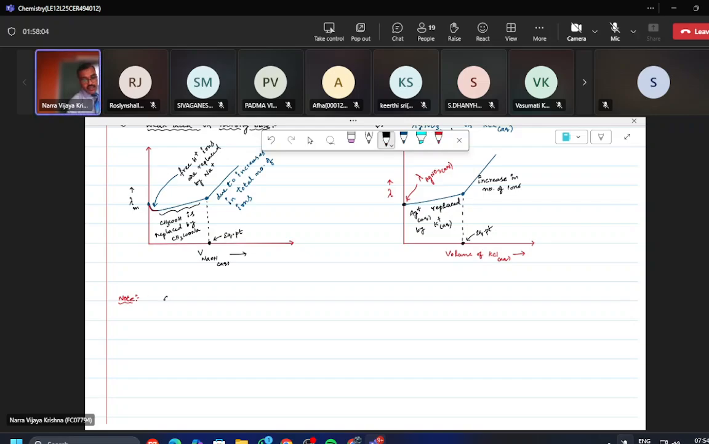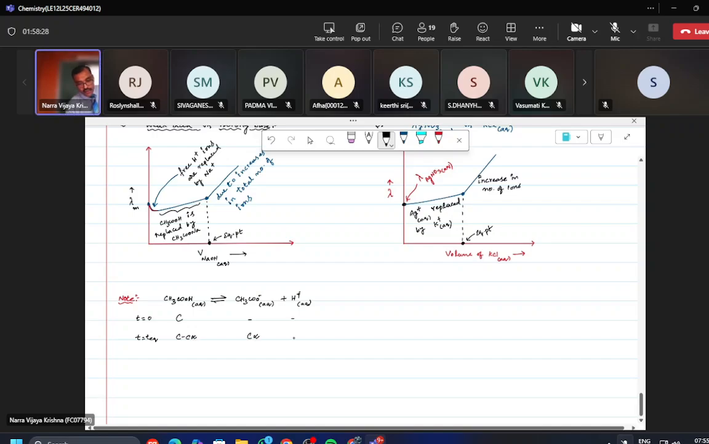What is acetic acid? Acetic acid is a weak electrolyte. So CH3COOH aqueous gives rise to CH3COO minus plus H plus. Initially at time t equal to 0, let its concentration be C. At time t equal to T equilibrium, C minus C alpha, C alpha, C alpha, where alpha is the degree of ionization, because it is forming ions. That's why I call it ionization.